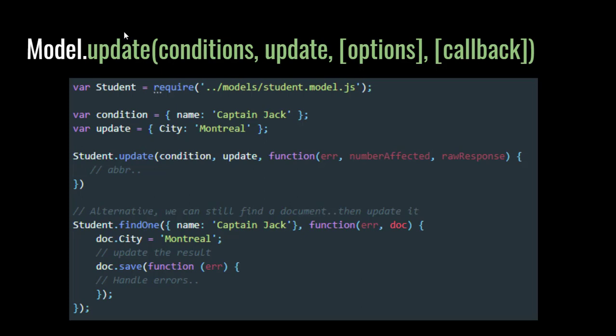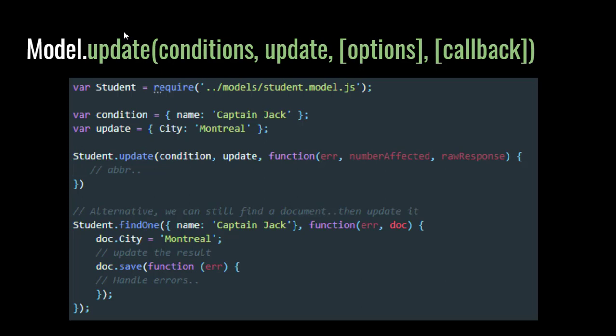How do these methods work? In what kind of way, and explaining and understanding how to use them inside of Node.js. So first step, we have a model and we require it into our module. It's a student model. Here we do things a little bit clearer. We set a variable for a condition, and we say it's Captain Jack.